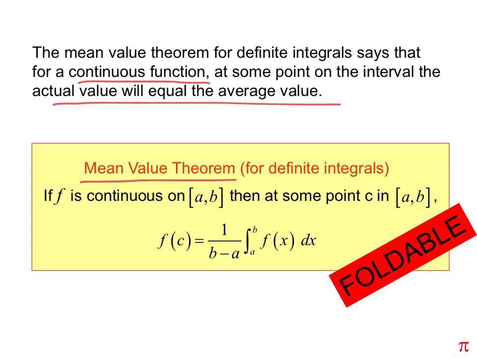So on the outside, mean value theorem for definite integrals, we already have a mean value theorem for derivatives. So my condition is if the function's continuous, then at some point the value of the function will equal the average value. The average value. So take a moment and put that into your foldable.